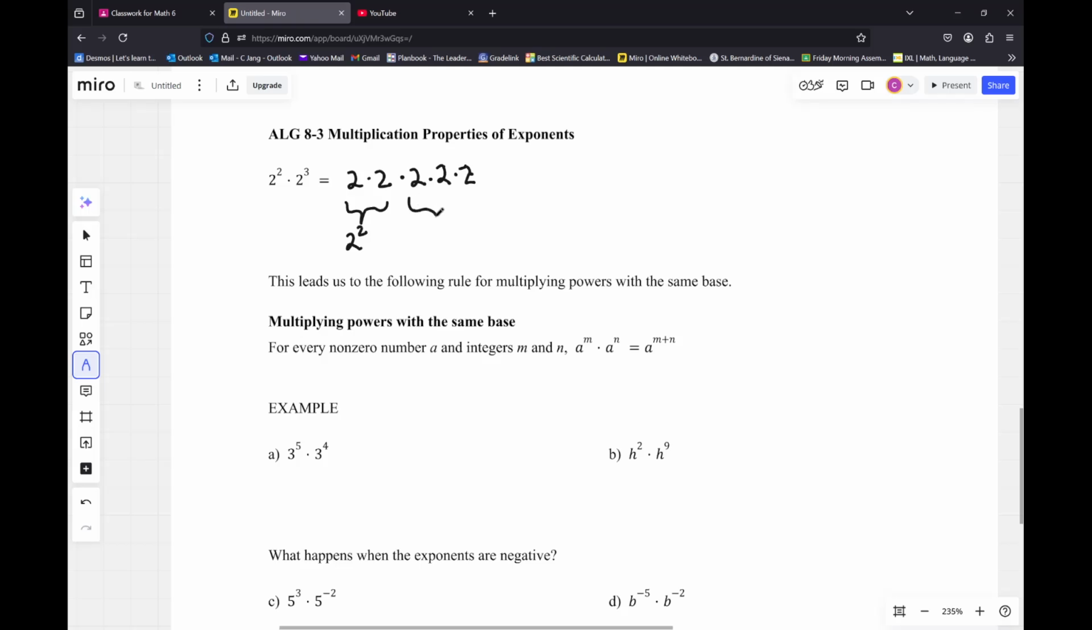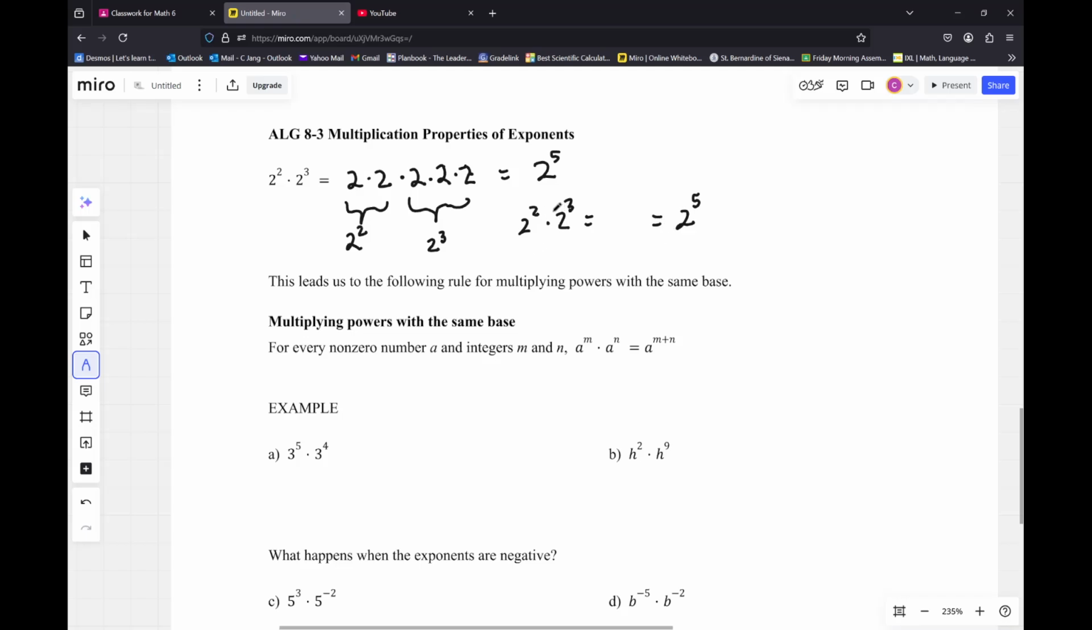So here's 2 cubed. Okay, what does this come out to? Well, this is going to be 2 to the fifth, right? Because there's 1, 2, 3, 4, 5. It's 2 multiplied by itself 5 times, so 2 to the fifth. So essentially 2 squared times 2 cubed is equal to 2 to the fifth.